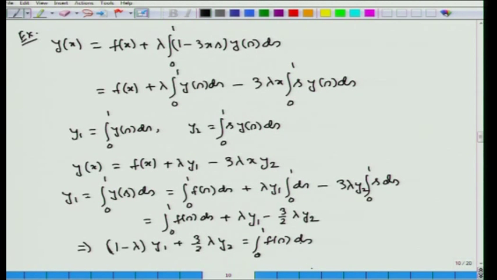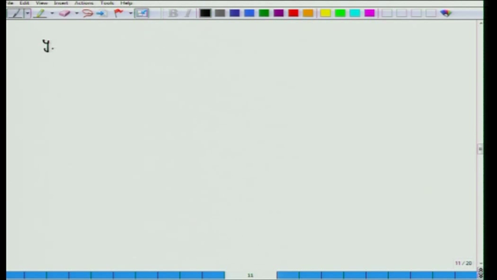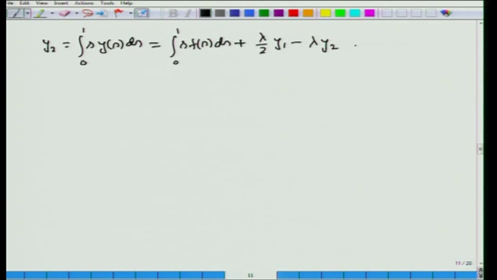So, this is the first equation, and for the second, y2 is equal to integral 0 to 1 s y(s) ds, and after substituting the expression for y(s) and evaluating the integral, you can find integral 0 to 1 s f(s) ds plus lambda/2 y1 minus lambda y2, and from there we can write minus lambda/2 y1 plus (1 plus lambda) y2, this is equal to integral 0 to 1 s f(s) ds.